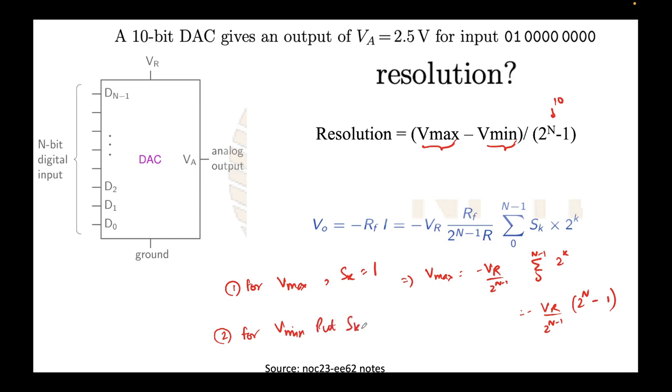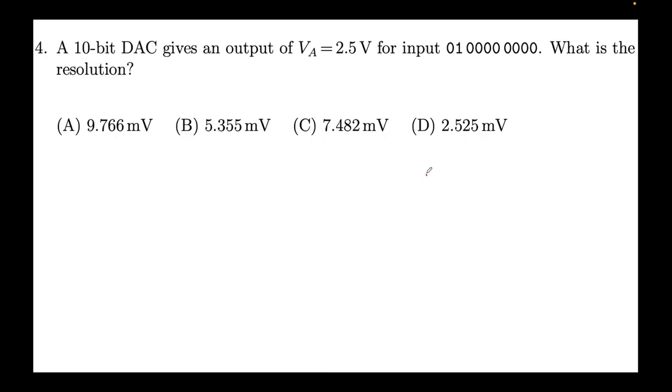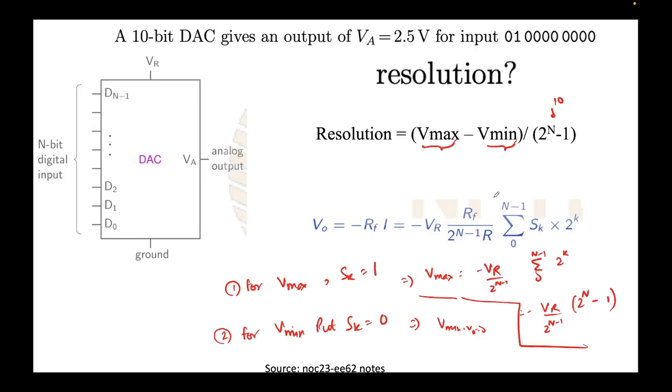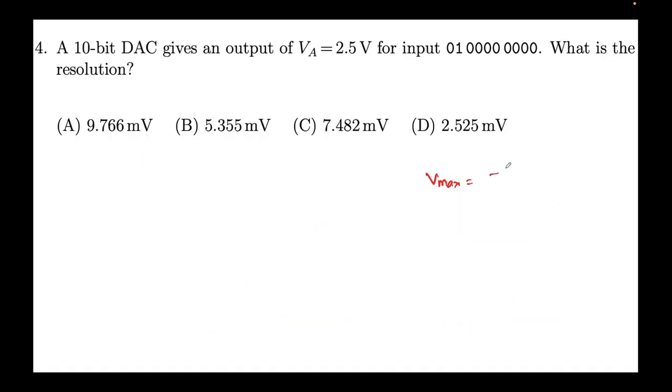Similarly for Vmin, put Sk equal to 0. If you put Sk equal to 0, you can clearly see that Vmin, which is V naught, will come out to be 0. So this is the first, and this is the second. Vmin is coming out to be 0, and Vmax is coming out to be this number. All right. So let's try to solve it. Vmax is coming out to be minus VR over 2 raised to the n minus 1 into 2 raised to the power n minus 1.